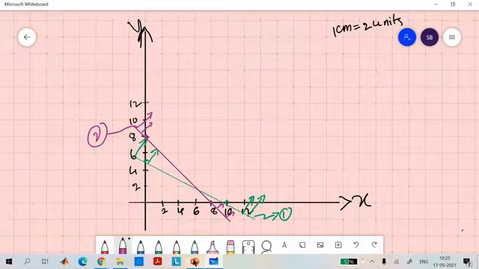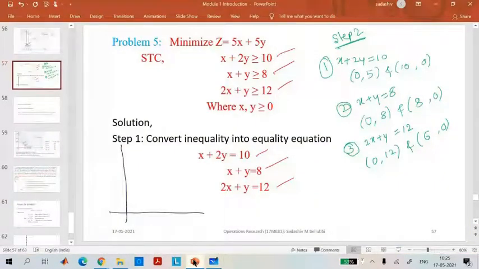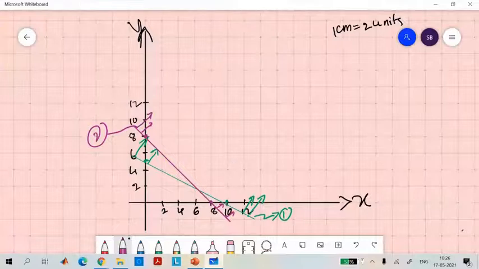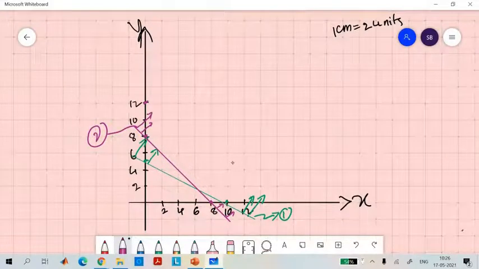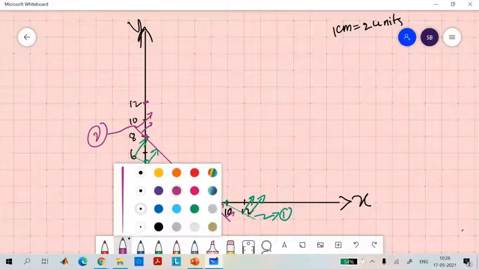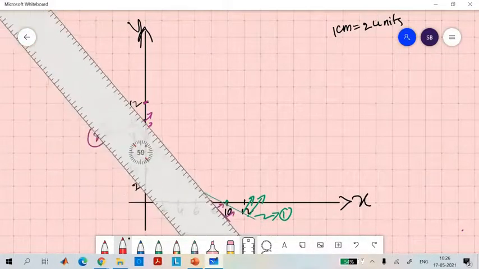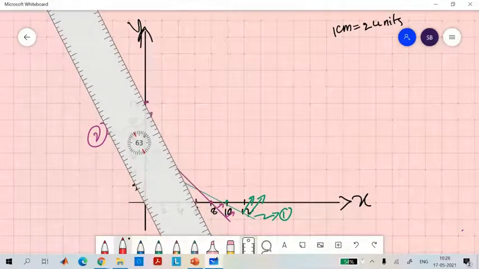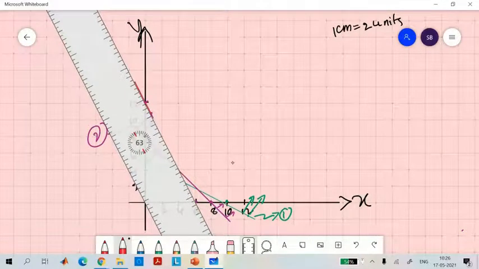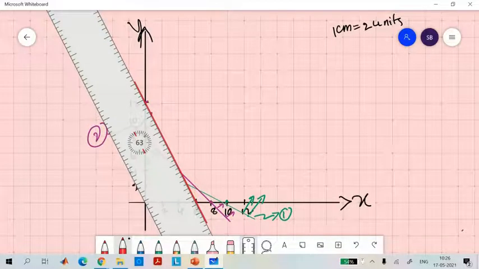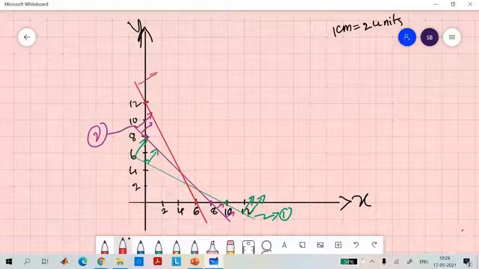The next, third equation is 2x plus y, again greater than or equal to 12. The coordinates are (0, 12) and (6, 0). This is the third line, and again it tends above.